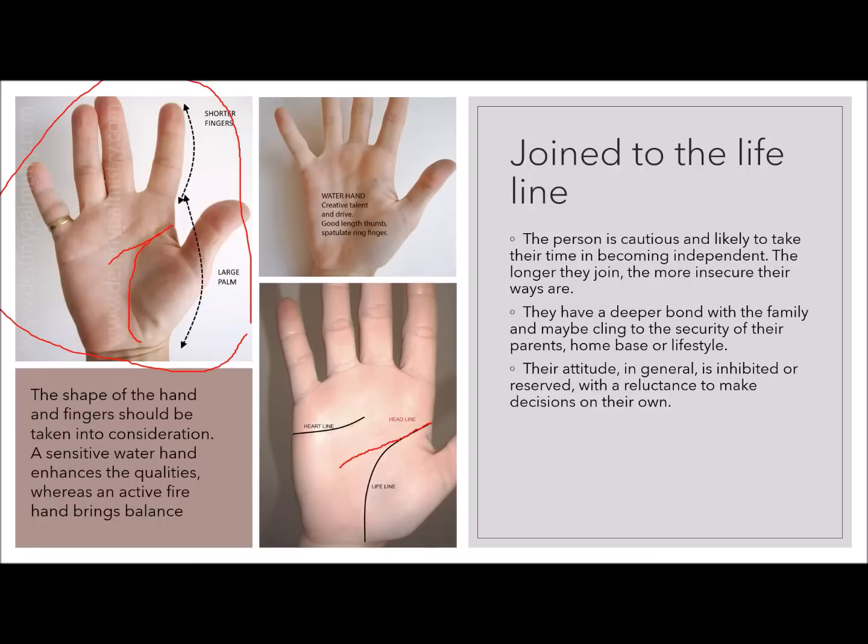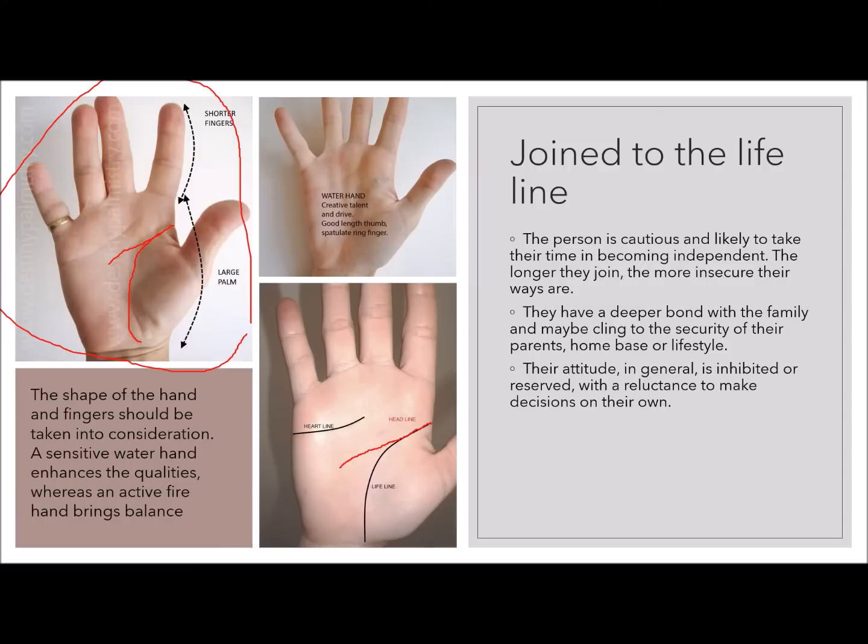or their lifestyle. The attitude in general is inhibited or reserved with a reluctance to make decisions on their own. This is especially true at the early stages of life. Like once the lifeline separates from the headline, that shows the approximate age of independence.